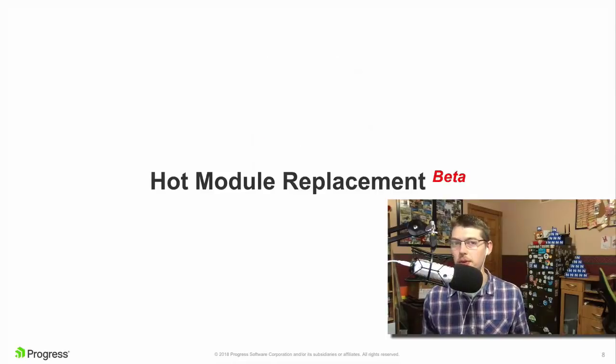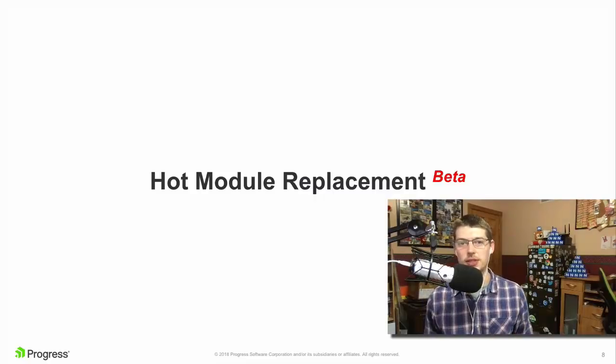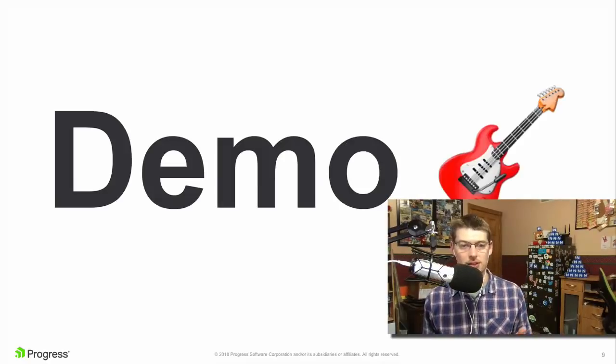But first, one quick note, HMR in NativeScript 5.0 is a beta feature, meaning it should work fine for your applications, but there are a few small workflow things that we know we want to clean up, and I'm going to mention those as I go throughout my demo. So let's go ahead and get started and see this in action.